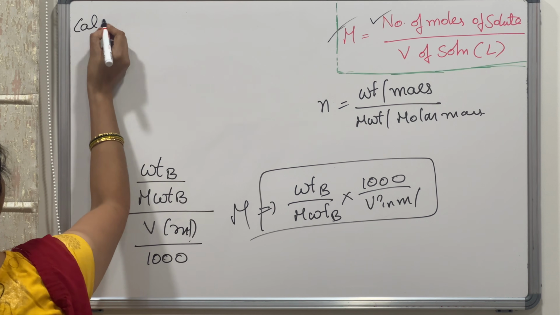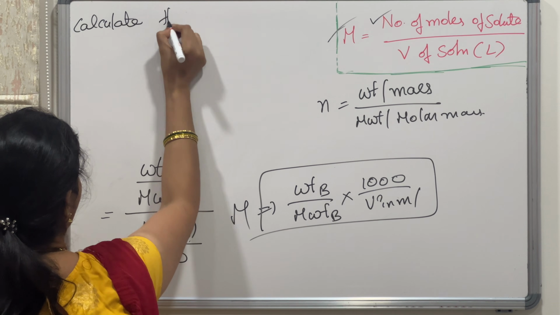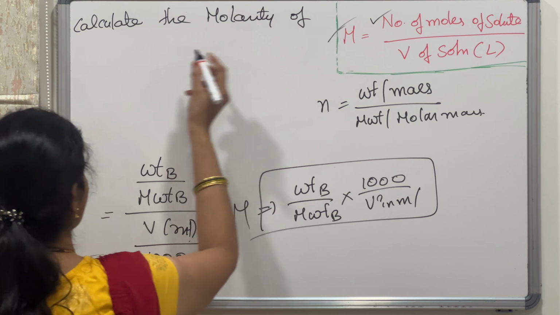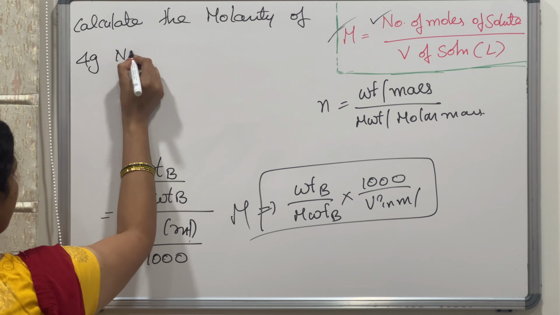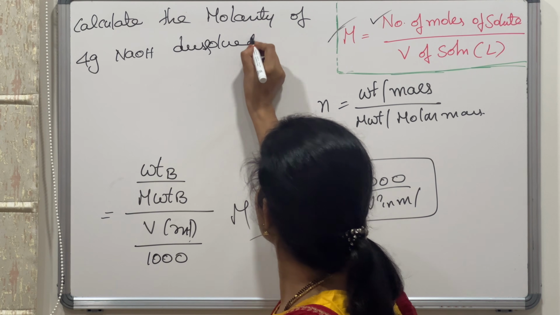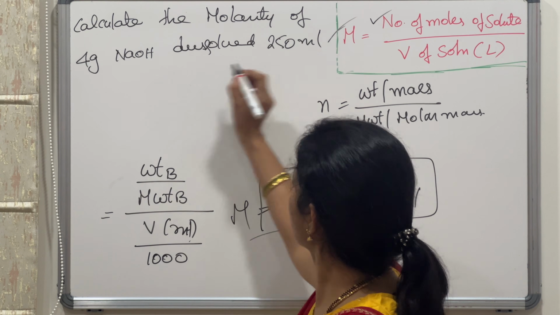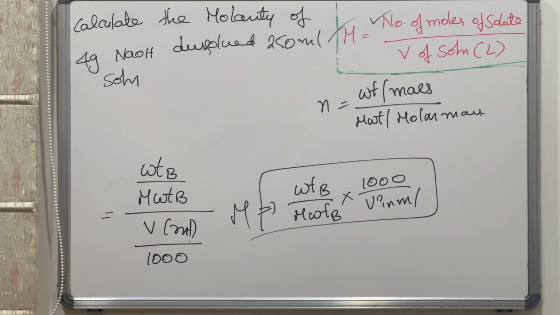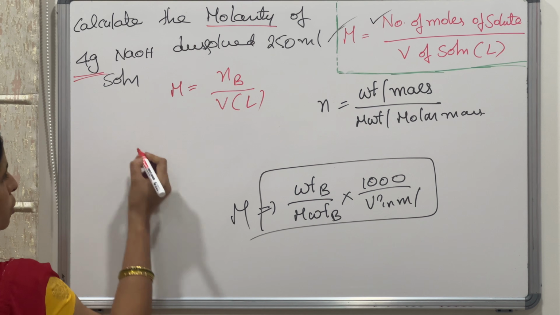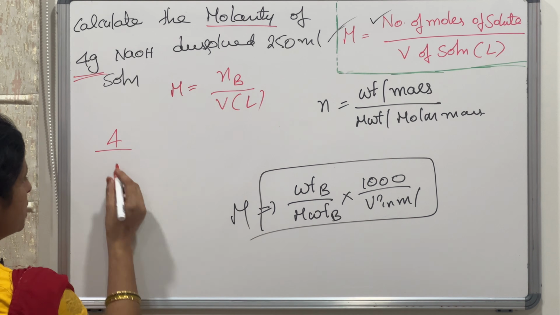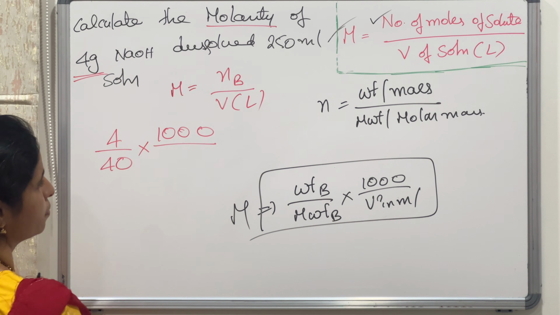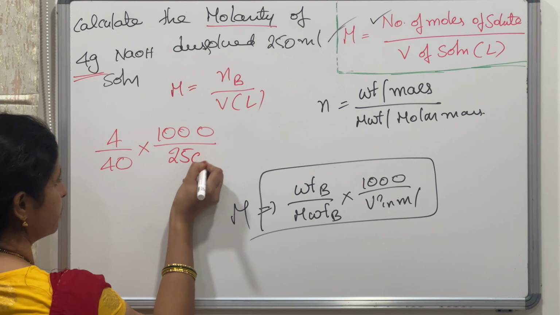Calculate the molarity of 4 grams NaOH dissolved in 250 ml of solution. You substitute directly. What is nB? It is 4 grams. So 4 divided by the molecular weight of NaOH, which is 40, into 1000 divided by volume in ml, which is 250.